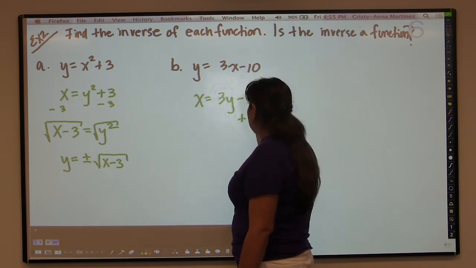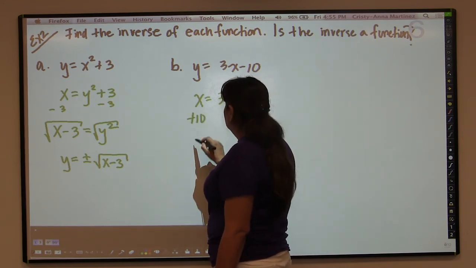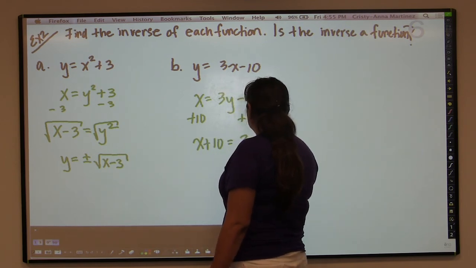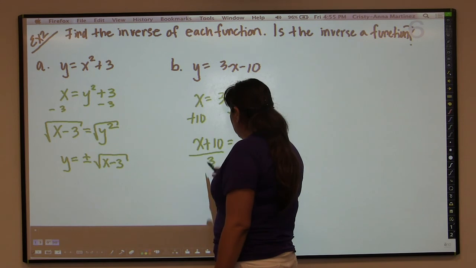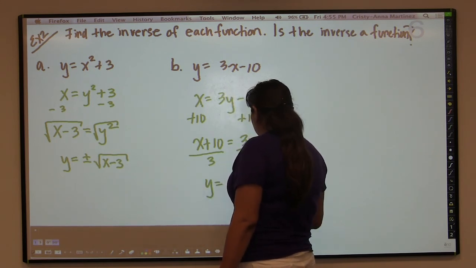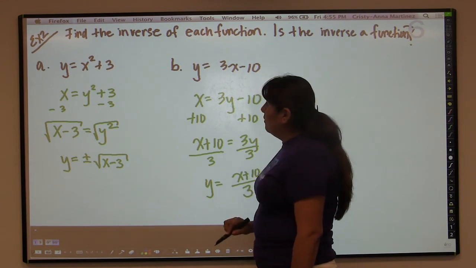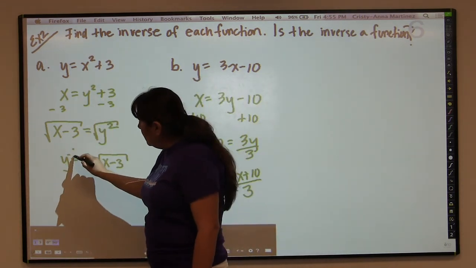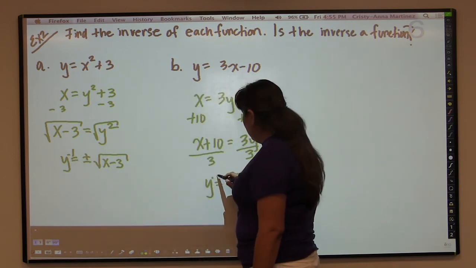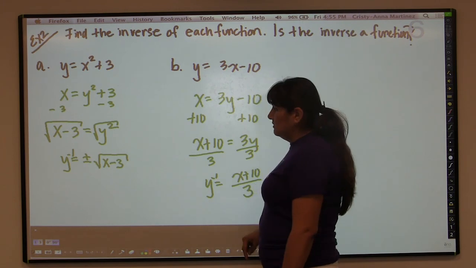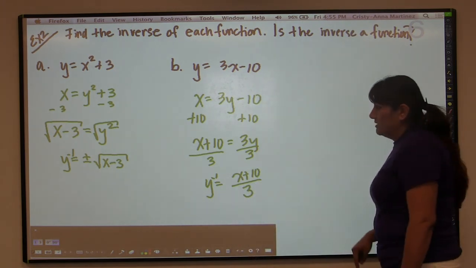So I'm going to add 10, so I get x plus 10 equals 3y. Divide by 3, divide by 3, so y equals x plus 10 divided by 3. Okay, so since this function is y, you can even put y inverse. Y inverse is, in this case, x plus 10 divided by 3. In that case, the square root of x minus 3.